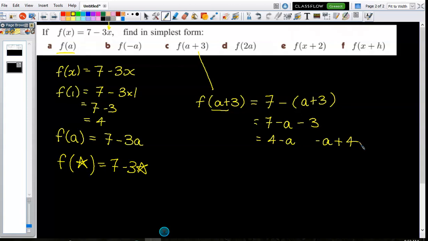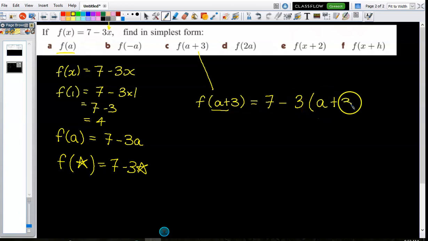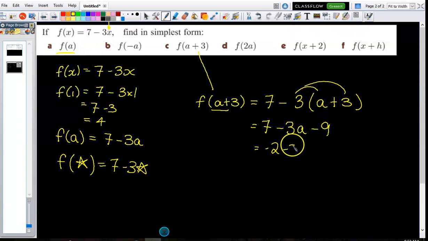It's 7 take 3x. Sorry, I thought it was 7 take x. It's 3 times x. What is x? A plus 3. So, expand your bracket. 7 take 9 we get minus 2, take 3a.